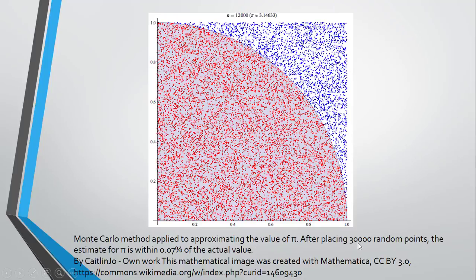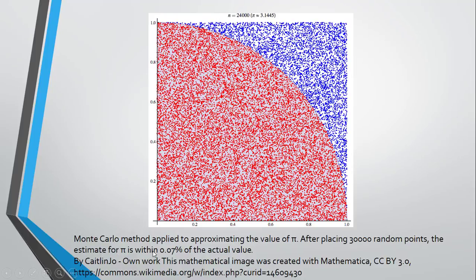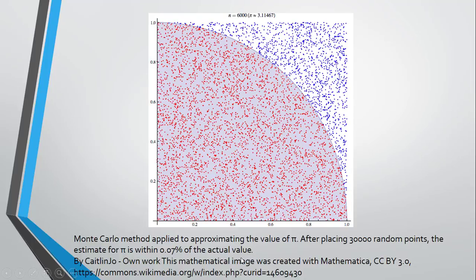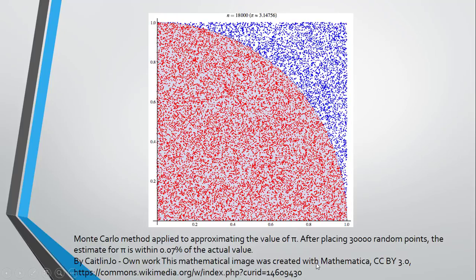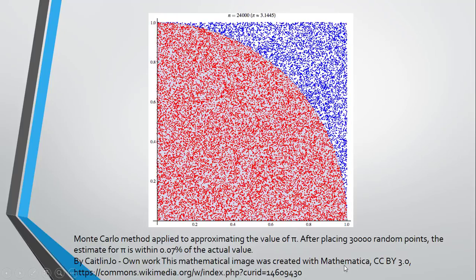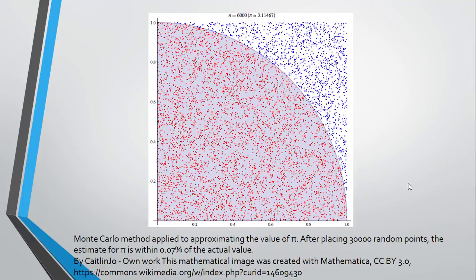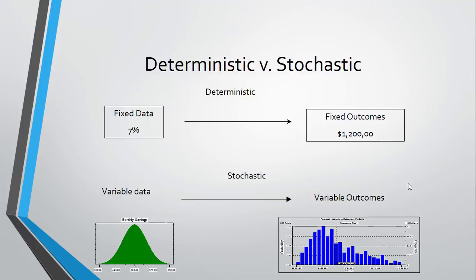Monte Carlo method applied to approximating the value of pi. After placing 30,000 random points, the estimation for pi is within 0.07% of the actual value. This is from Mathematica. Just one application of the Monte Carlo simulation. Let's look at another one.